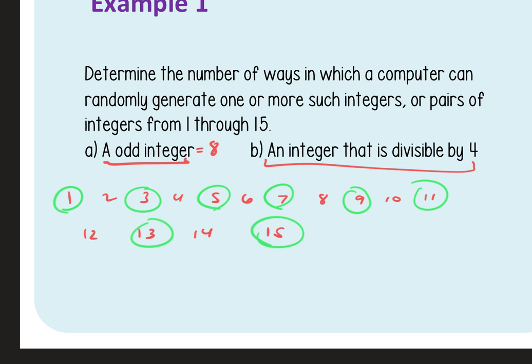All right, B says an integer that's divisible by 4. So same sample space, right? Which of these would be divisible by 4? 4 itself, 8, 12. How many is that? 3. There's 3 there.